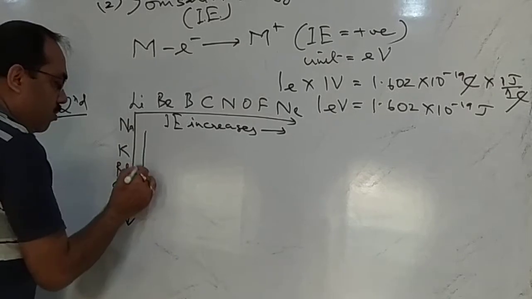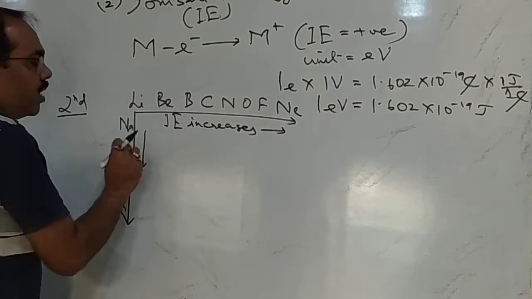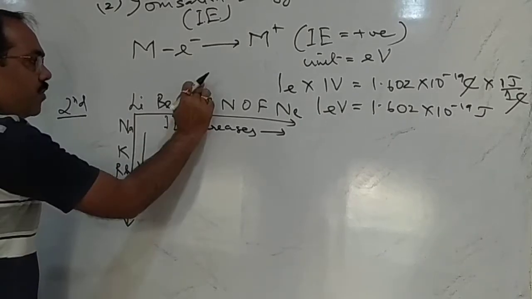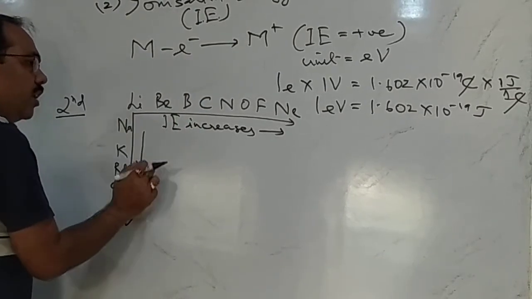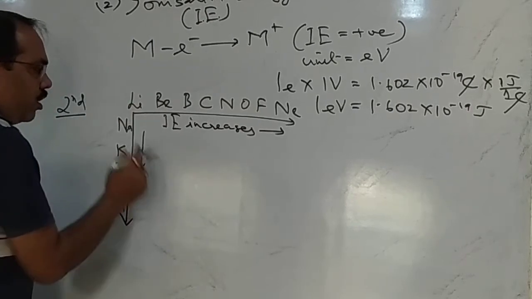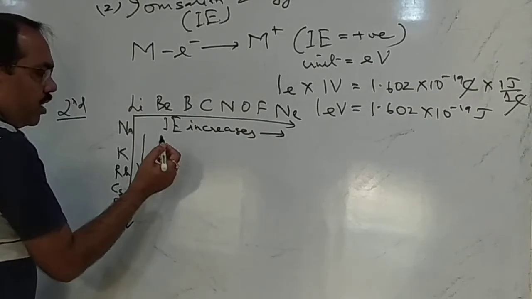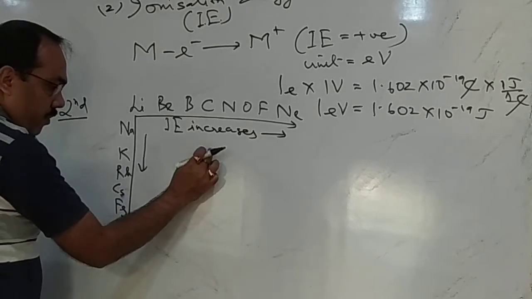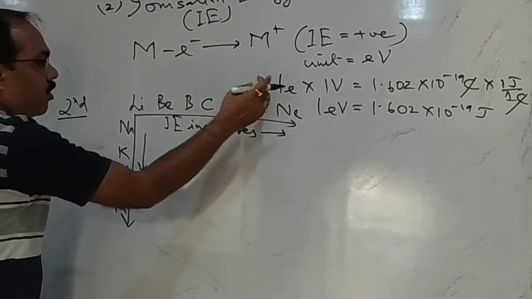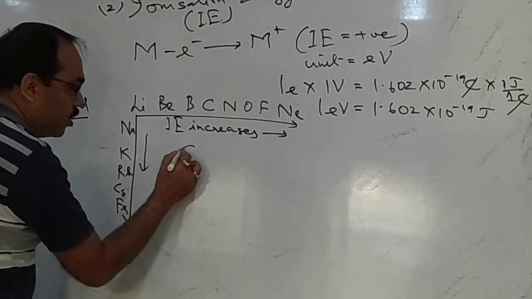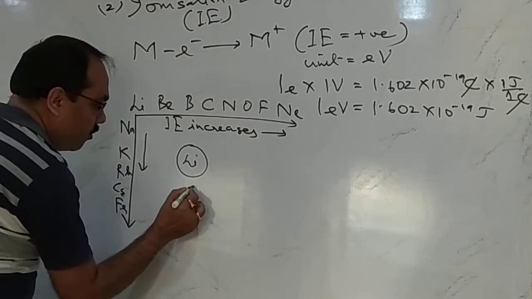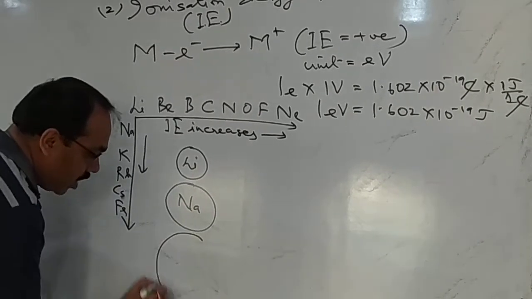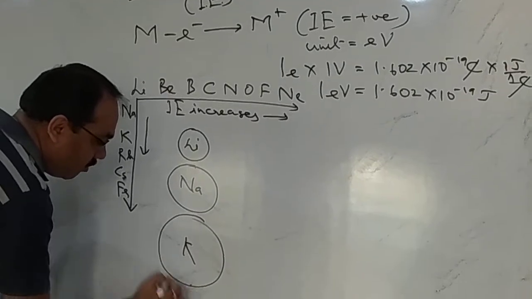Now when you come down the group, ionization energy decreases because the number of shells increases. You are going far away from the nucleus, and you are going to remove the electron from the outermost shell. That is, atomic size is increasing, so it becomes easier for you to remove the electron. For example, this is the atomic size for lithium. For sodium, it will be bigger because sodium has got 3 shells. For potassium, the atomic size is still bigger because it has got 4 shells.